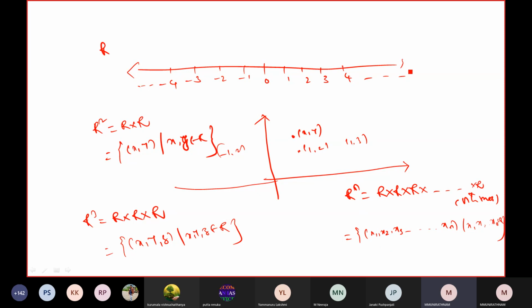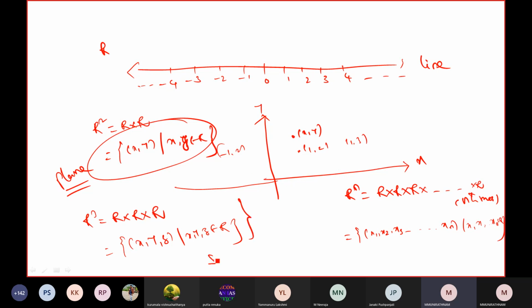So R represents a line, and R square represents a plane. You know the xy plane, the xz plane, the yz plane. Whichever you treat, if xy, it is the xy plane; if xz, it is the xz plane. And R cube is a space, a three-dimensional space. We call it a space because we are able to see any object in three dimensions only.